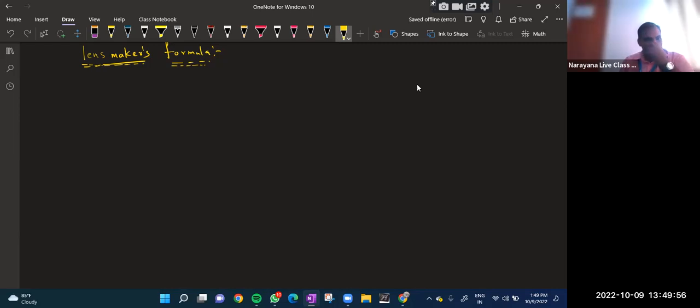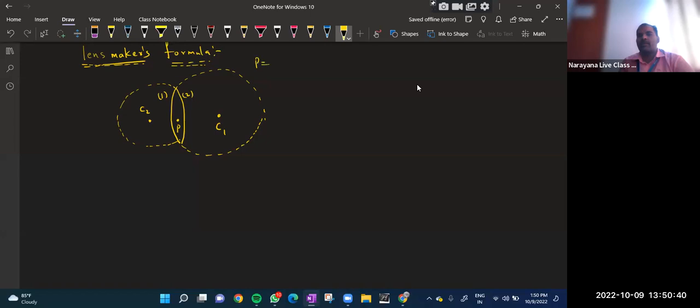For example, friends, if you take this is one curvature. This is another curvature. This is curved face number 1 and this is curved face number 2. Is it clear? And if you extend the first curved face, where will the center of curvature be? Positive side or right side only, no? And if you extend this second curved face, where will the center of curvature be? Left side, that is C2. Every distance you have to measure from this pole. What is the meaning of P? Pole. Every distance you must measure from this pole only. Is my point clear?